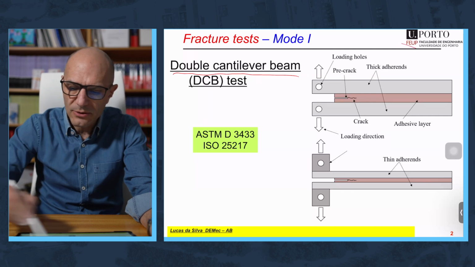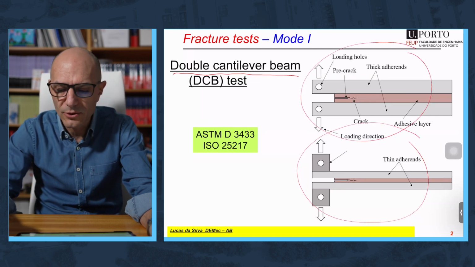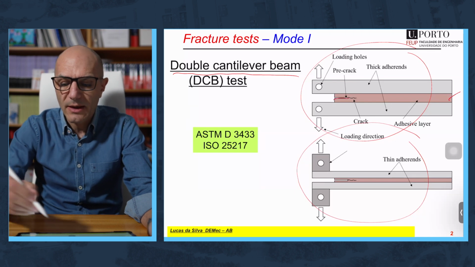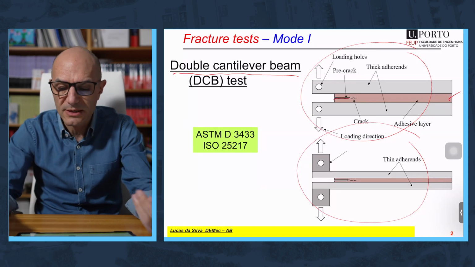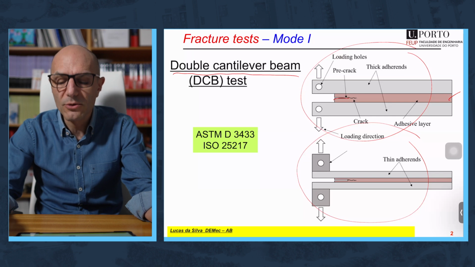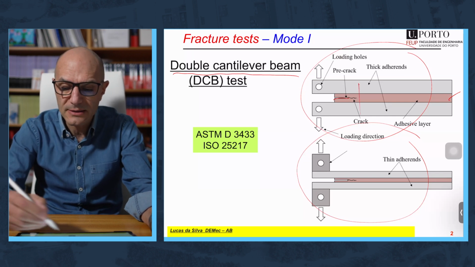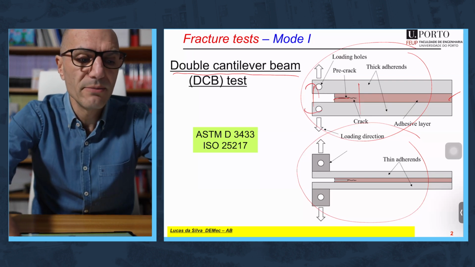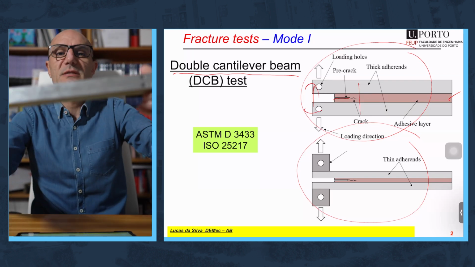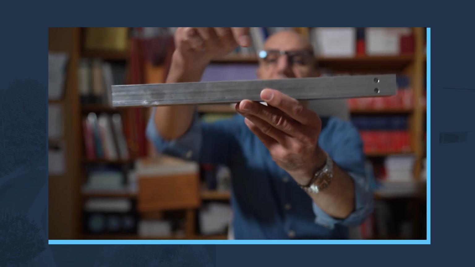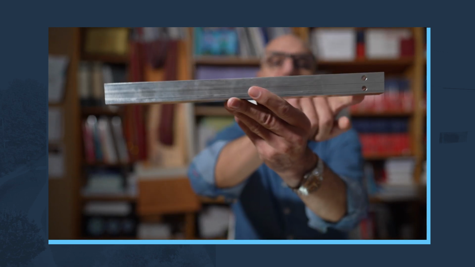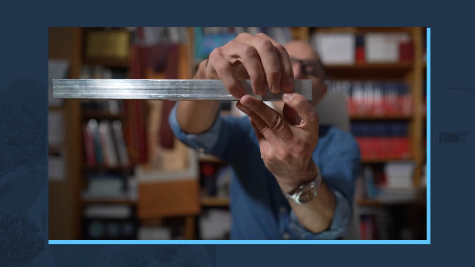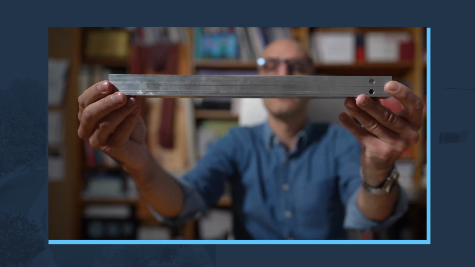You have here the two specimens commonly used. So we have two substrates, the adhesive, there is a pre-crack, and we load the specimen during the test. We record the load, we record the crack length and this displacement, and we can deduce the fracture energy. Let me show you these specimens. In this case we are talking about aluminium, and there is an adhesive film between the two, and two holes here that allow to load the specimen in mode 1.